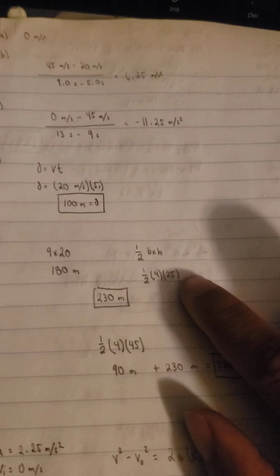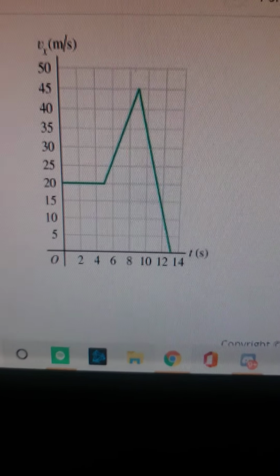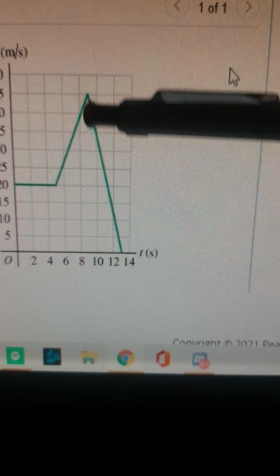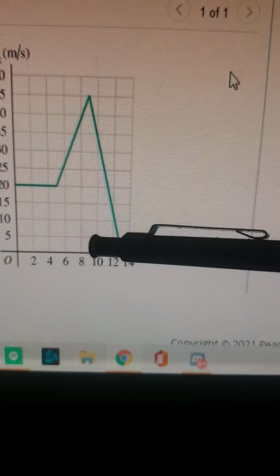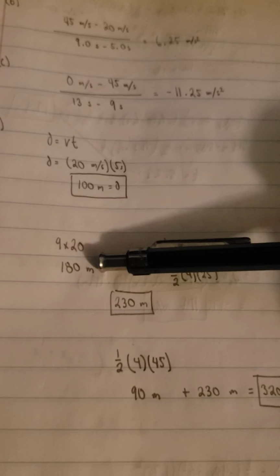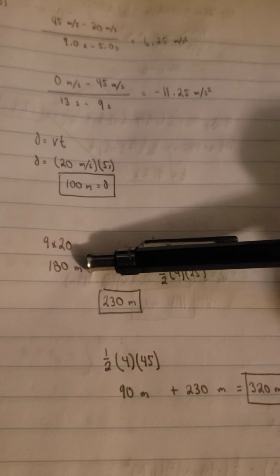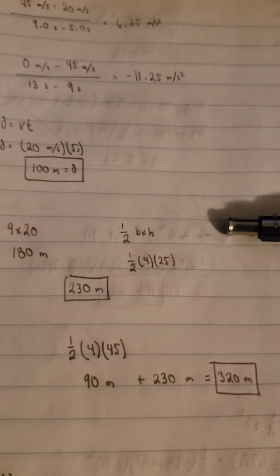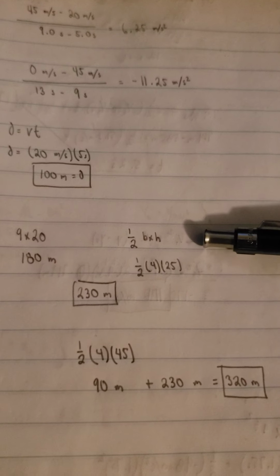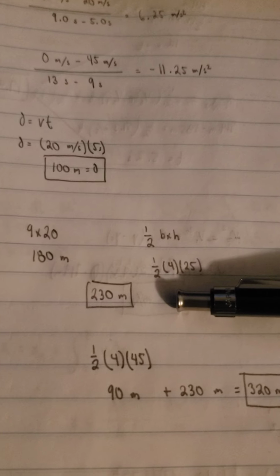And then part E asks how far the officer goes in the first 9 seconds, which makes this a little bit trickier in this problem, because now in order to figure that out, we take the area of this section, which I've done here. I figured out the area of a rectangle that is underneath the graph, which equals 180, and then the triangle that also is underneath the allotted time interval, which amounts to 230 meters.